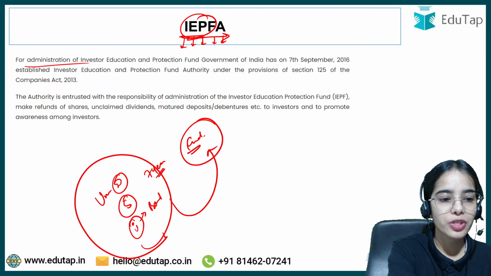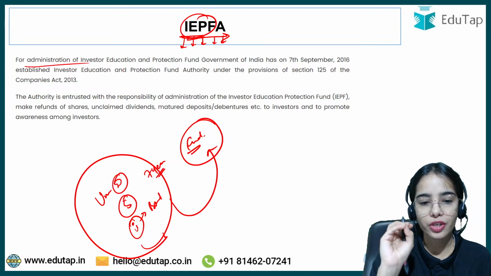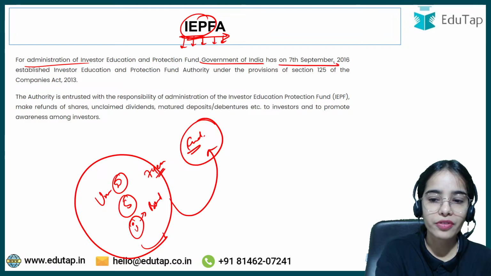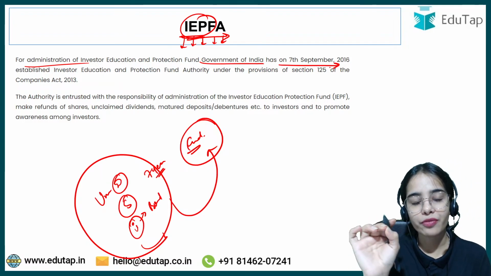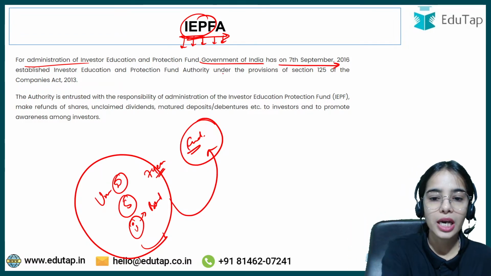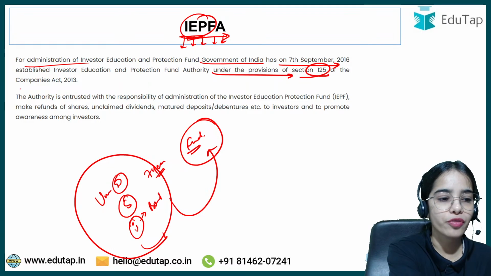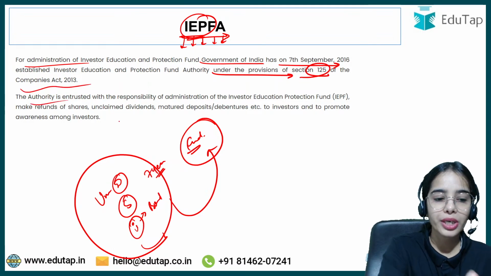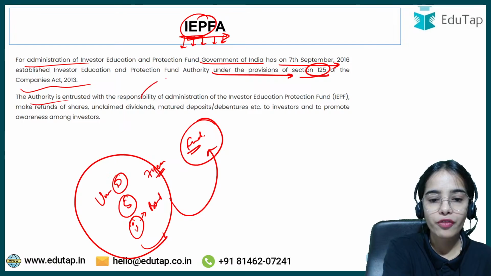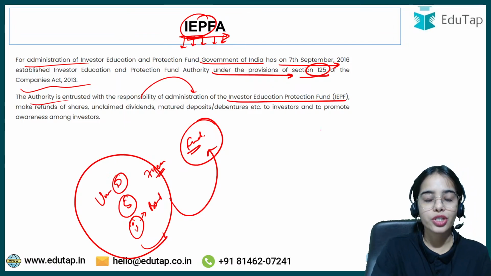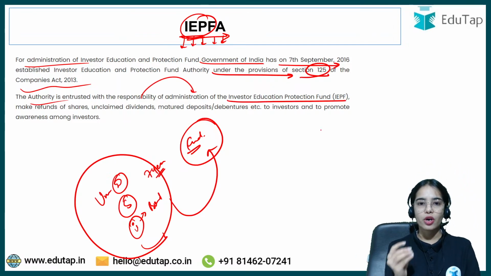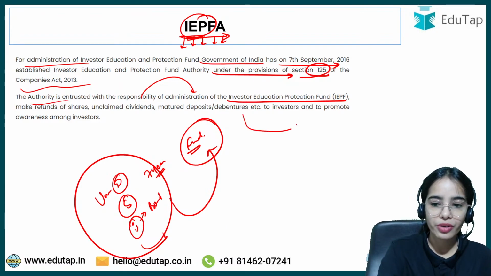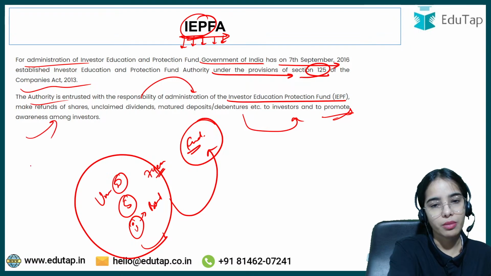For administration of the Investor Education and Protection Fund, the Government of India on 7th September 2016 established the Investor Education and Protection Fund Authority under the provisions of Section 125 of the Companies Act 2013. The authority is entrusted with the responsibility of administering the fund, making refunds of shares, unclaimed dividends, matured deposits, debentures, etc. to investors, and promoting awareness among investors.